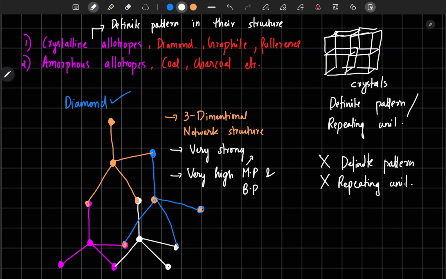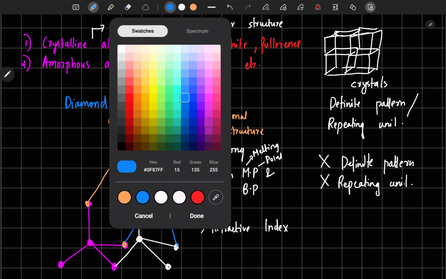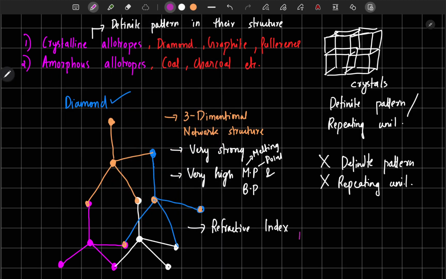MP means melting point. Similarly boiling point as well. Also, the refractive index of diamond is very high. So what is refractive index? Refractive index means how light deviates when it passes from one medium to another. The specialty about diamond is that it has a very high refractive index.